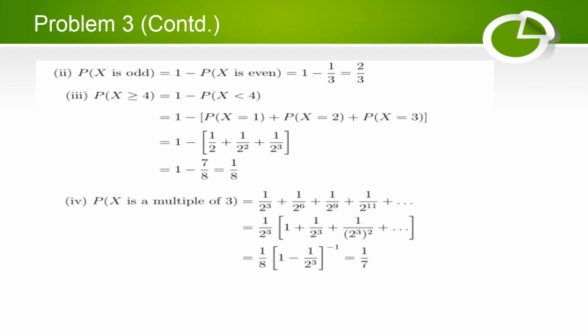P of x is a multiple of 3 equals (1/2)^3 plus (1/2)^6 plus (1/2)^9 plus (1/2)^12 plus etc. equals (1/2)^3 into [1 plus (1/2)^3 plus ((1/2)^3) whole square plus etc.] equals 1 by 8 into [1 minus (1/2)^3] whole power minus 1 equals 1 by 7.